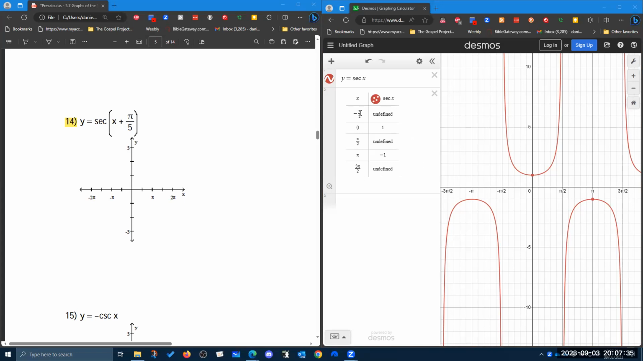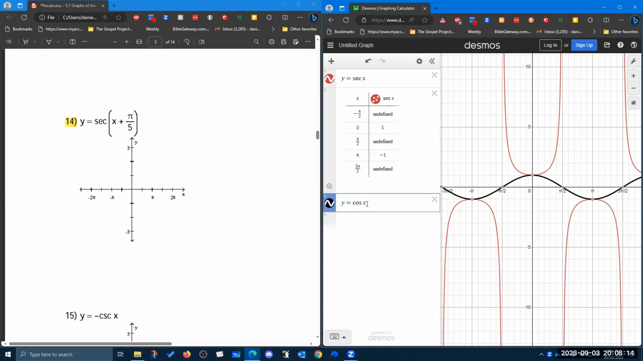It's going to have its original cycle from negative pi over 2 to 3 pi over 2. It has asymptotes at negative pi over 2 and at pi over 2, and then at 3 pi over 2, and so on. All the odd multiples of pi over 2 have asymptotes there because those are the zeros of cosine. Since secant is 1 over cosine, all the zeros of cosine are there.